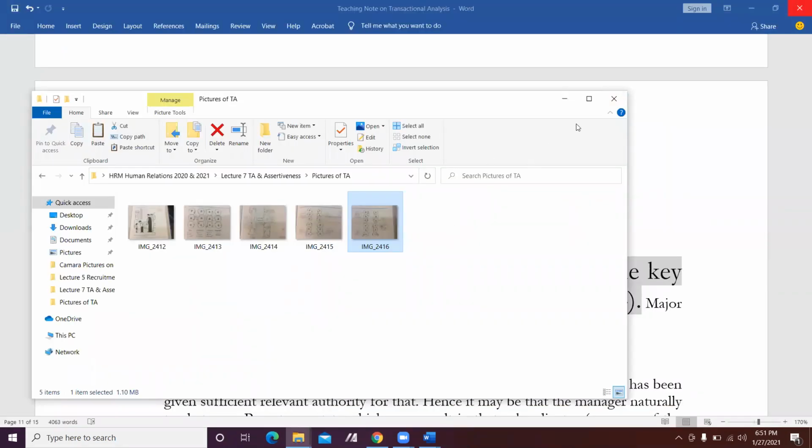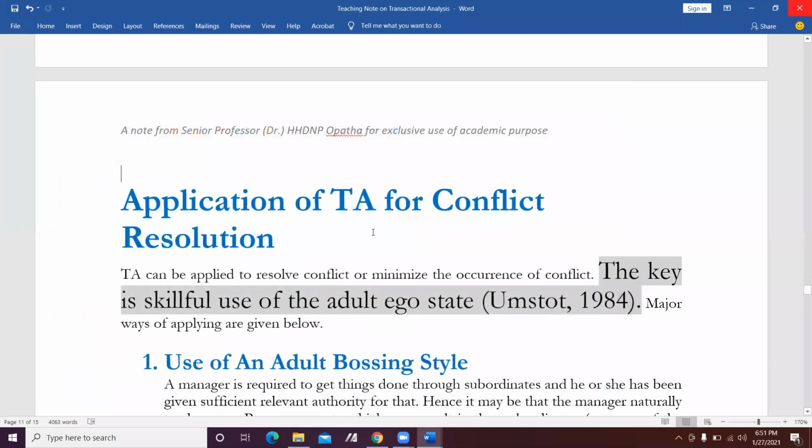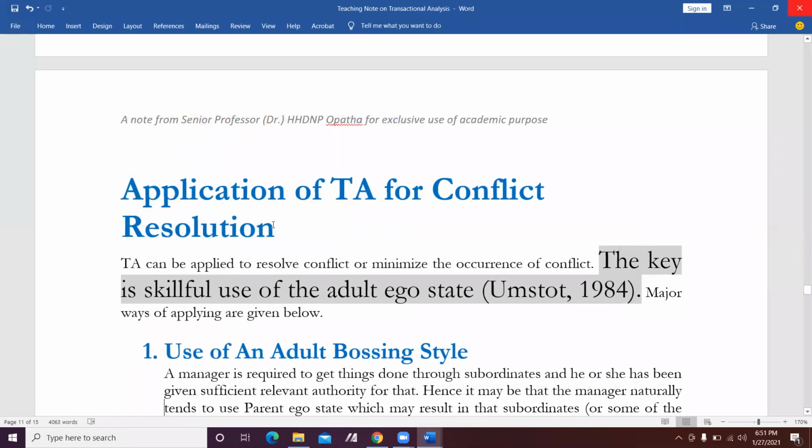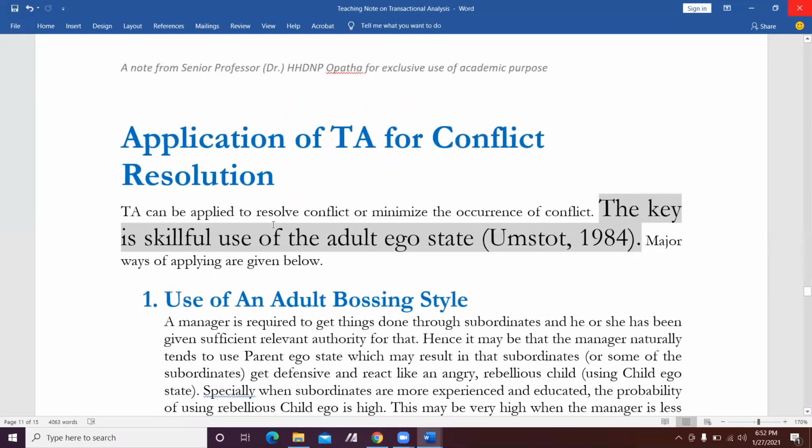Okay, now, applications of transaction analysis for conflict resolution. Now try to learn how to apply transaction analysis for conflict resolution. We can use transaction analysis to resolve conflict or to minimize the occurrence of conflict.